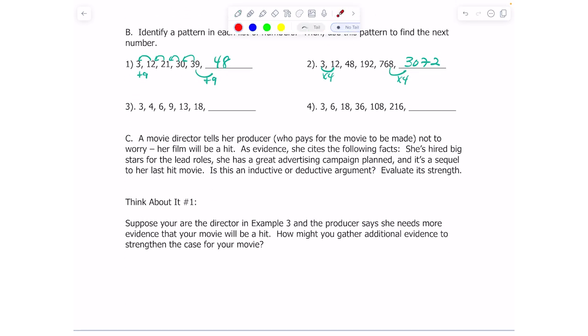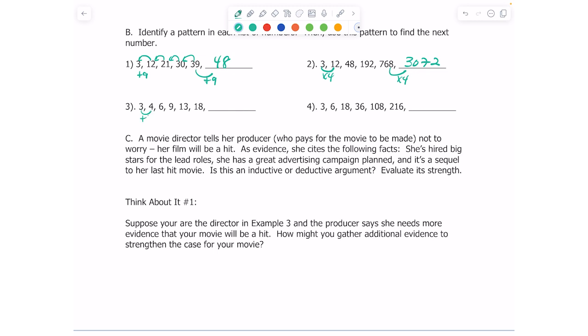In number 3, again, the numbers are increasing, but at a slower rate. Okay, this time, if I do 4 minus 3, I get 1, but 6 minus 4 is not 1, it's 2. Okay, so there must be some other pattern going on, maybe. So let's see what it would be.